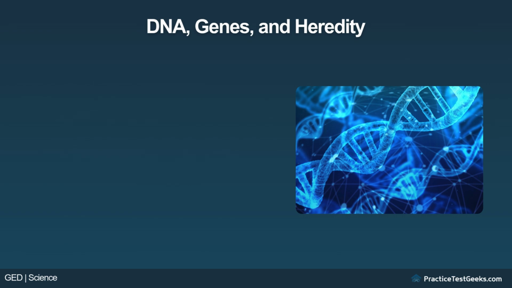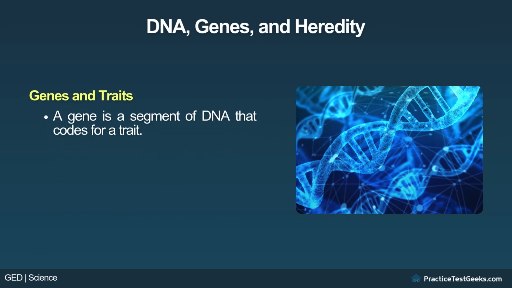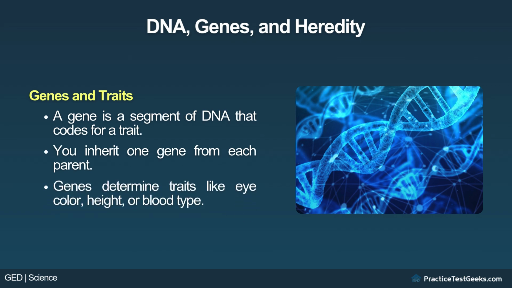Next, let's talk about genes. A gene is simply a segment of DNA that codes for a specific trait, like eye color, height, or blood type. You inherit genes in pairs, one from each parent. The combination you receive determines the traits that show up in you. In other words, genes are like blueprints, and traits are the finished features you can see or measure.